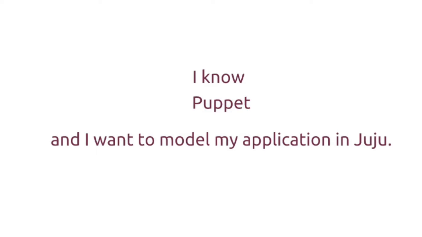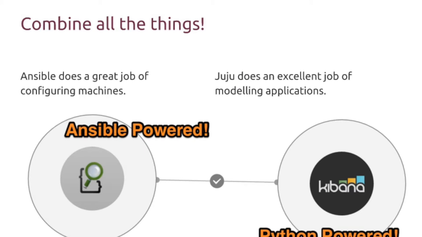And you want to model your application in Juju, because you've heard that Juju is great at modeling applications and defining the operational intelligence and how it talks to other services. So I wanted to give a talk that's specifically targeted at combining all the things. And it doesn't necessarily matter what the underlying heavy lifter in this technology is, whether it's Ansible, or whether it's Python, Bash, Chef, Puppet, you know, the who's who name of in this sphere.